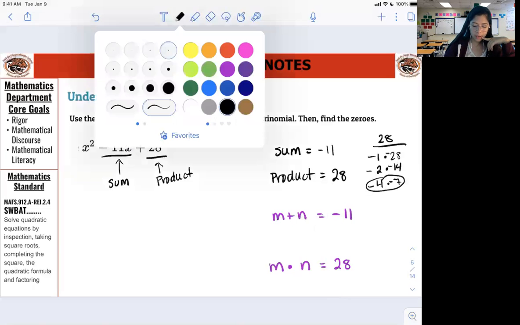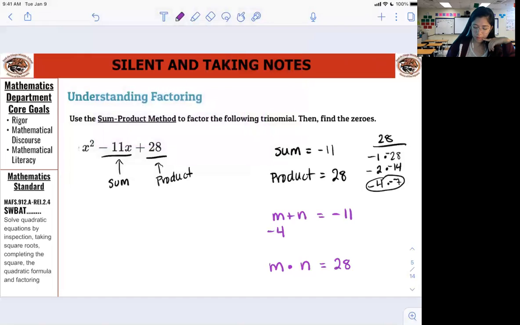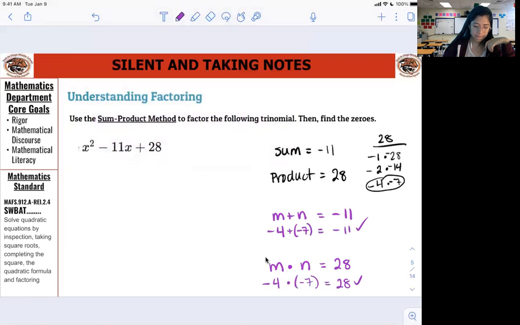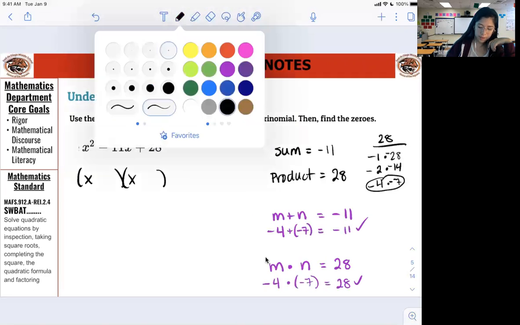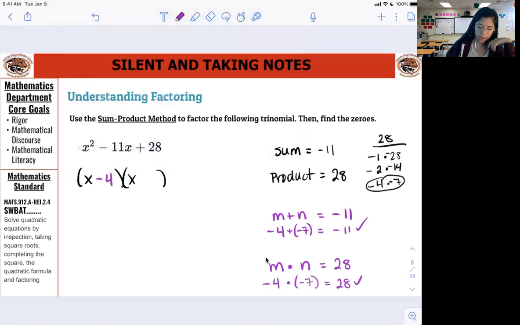-4 plus -7 equals -11. -4 times -7 equals +28. I found my combination. Now I can factor. So this is going to be x minus 4 and x minus 7.